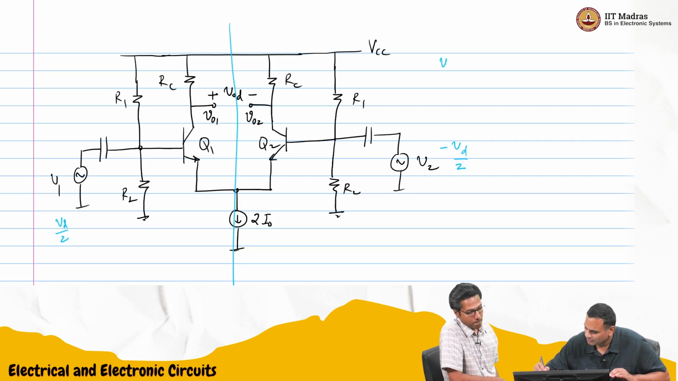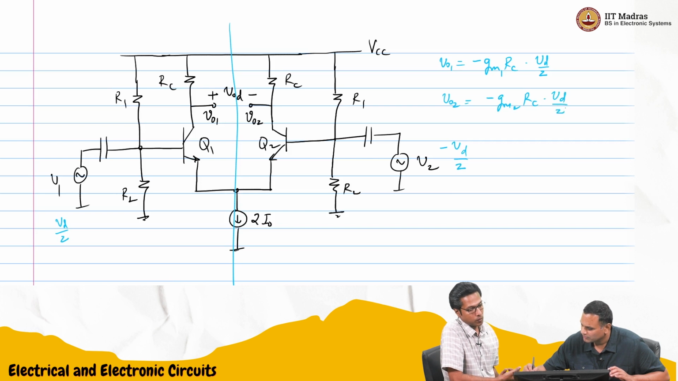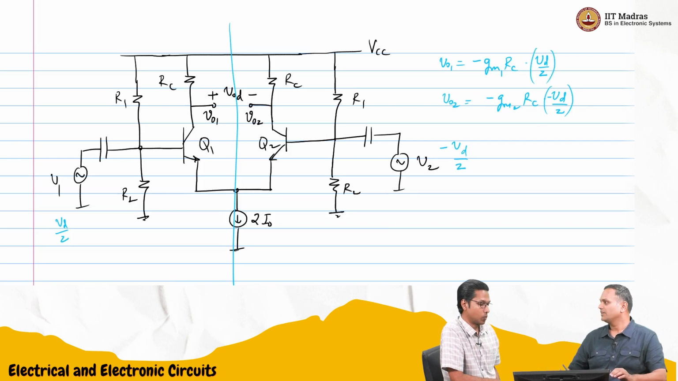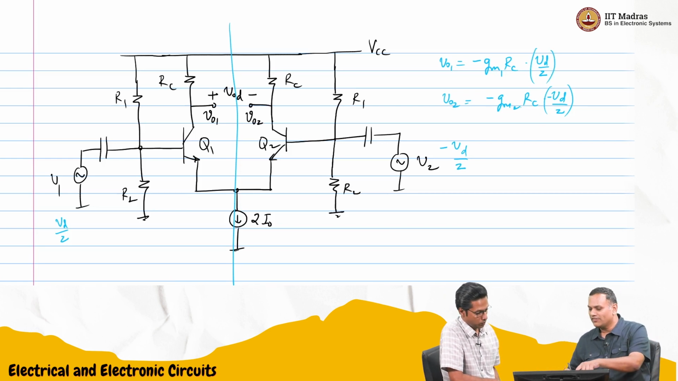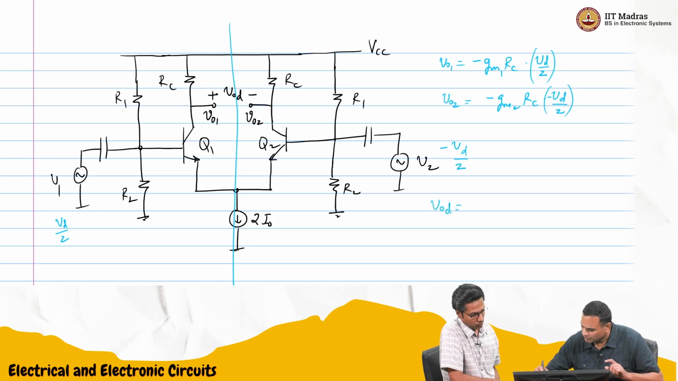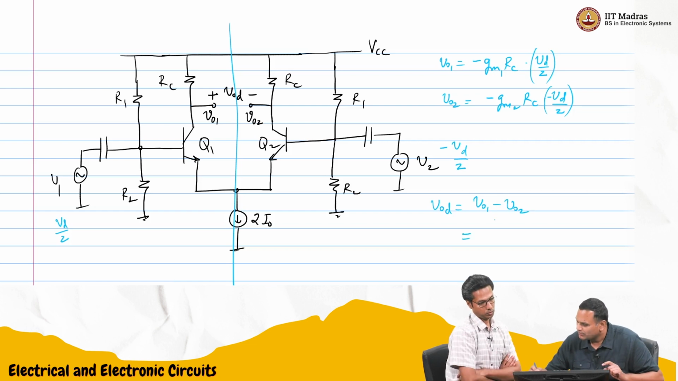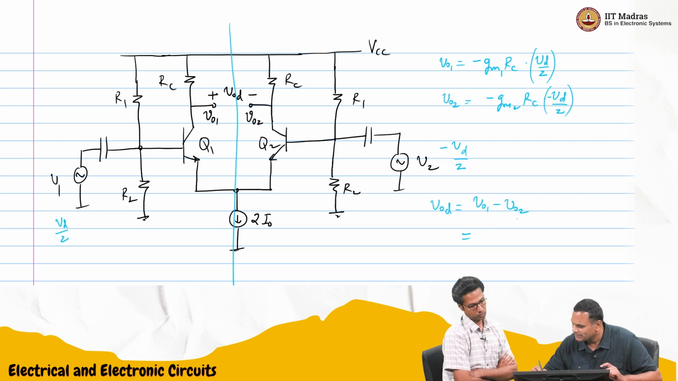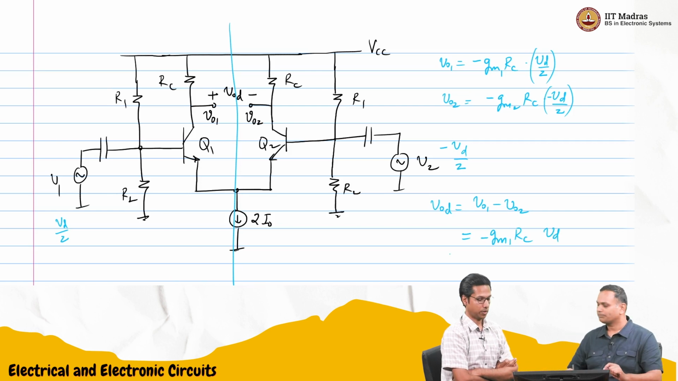So then vo1 will be minus gm1 RC into VD by 2, and vo2 would be minus gm2 RC into minus VD by 2. Right. So if you take VOD, it will be vo1 minus vo2. We said plus minus. And that will become this minus this. So it will basically become minus gm1 RC into VD.